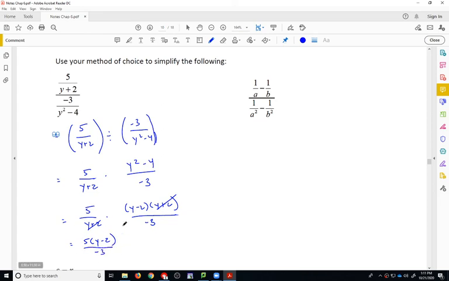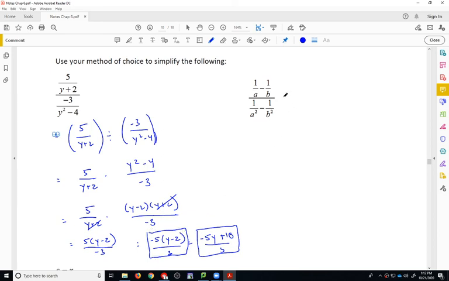Now that's a fine answer. That negative on the bottom is really bugging me, so I would move it up to the top, and I would potentially leave it like this, or maybe I multiply through: negative 5y plus 10 all over 3. Any of these 3 answers is absolutely fine. The one I like the best, I guess maybe this one, but I do like this one as well. That negative in the bottom just drives me bonkers though.